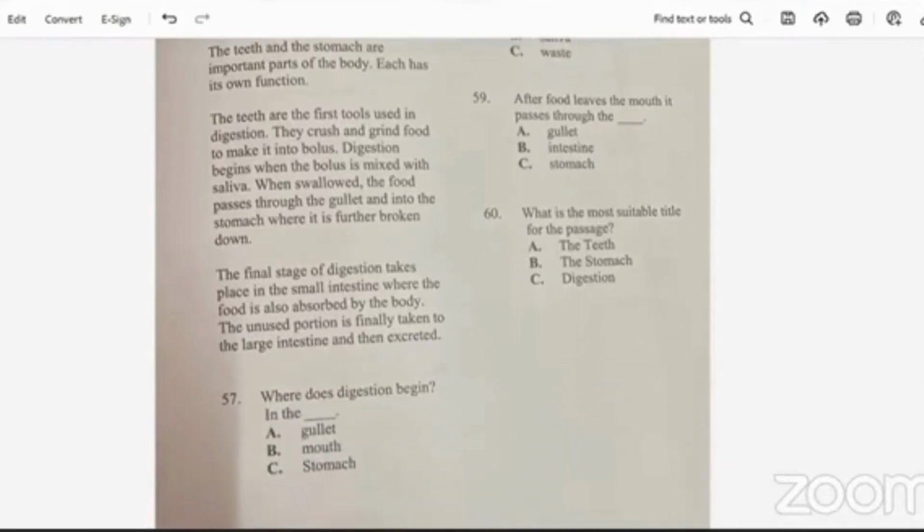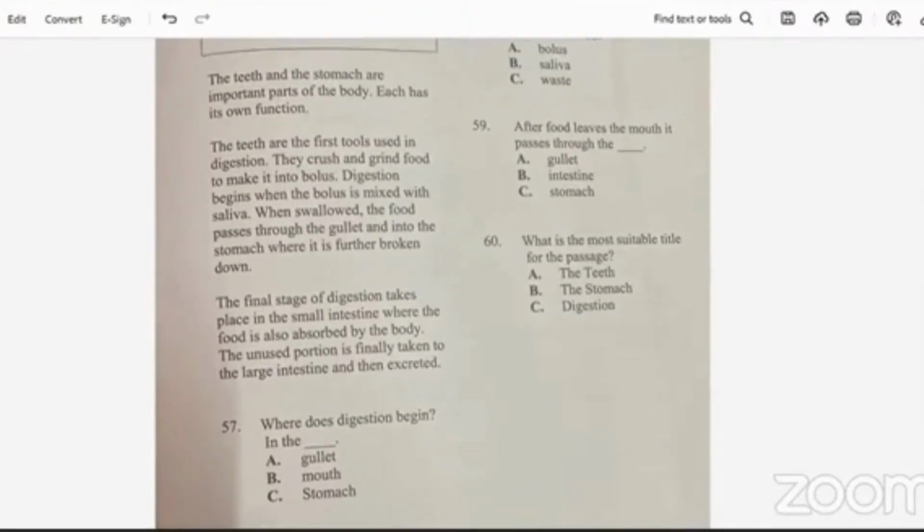All right, so question 57 says, where does digestion begin? Is it in the gullet, the mouth, or the stomach? So let's see what was said. It says the teeth are the first tools used in digestion. And of course, teeth are in your mouth. They also said digestion begins with the bolus, and that's in your mouth as well, where the teeth and your tongue work together to crush and grind the food and roll it. The tongue helps to roll it into the bolus. So digestion begins in the mouth. That would be B.